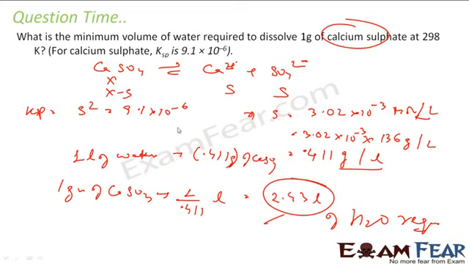You just found the value of s, and s came out to be this many moles per liter. So we converted this into grams per liter. That means 0.411 gram per liter of calcium sulfate can be dissolved, so 1 liter of water will dissolve 0.411 grams. So 1 gram of calcium sulfate needs 2.43 liters of water.